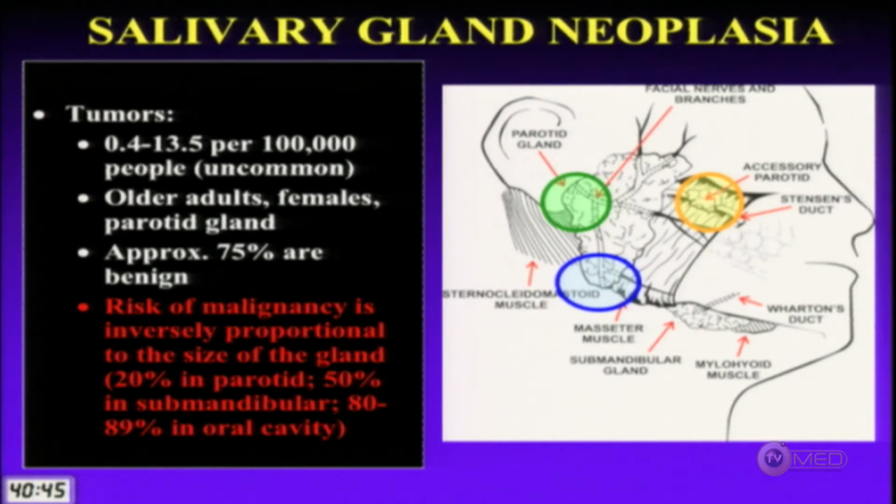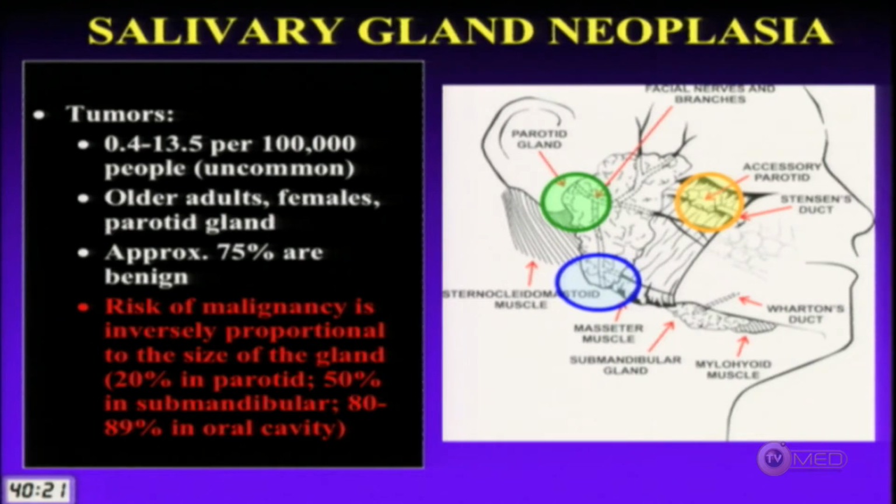Sometimes you'll see a patient with a mass in the cheek, and oftentimes that's accessory parotid gland tissue that occurs along Stenson's duct that goes over the masseter muscle. And so if you do an FNA of a cheek mass and you see a salivary gland tumor like a pleomorphic adenoma or an adenoid cystic carcinoma, it's probably coming from accessory parotid gland tissue.